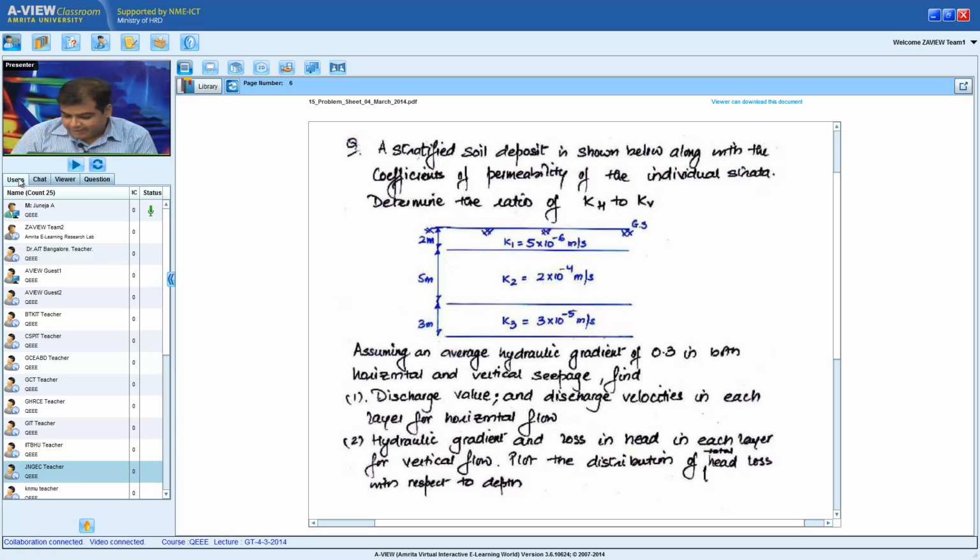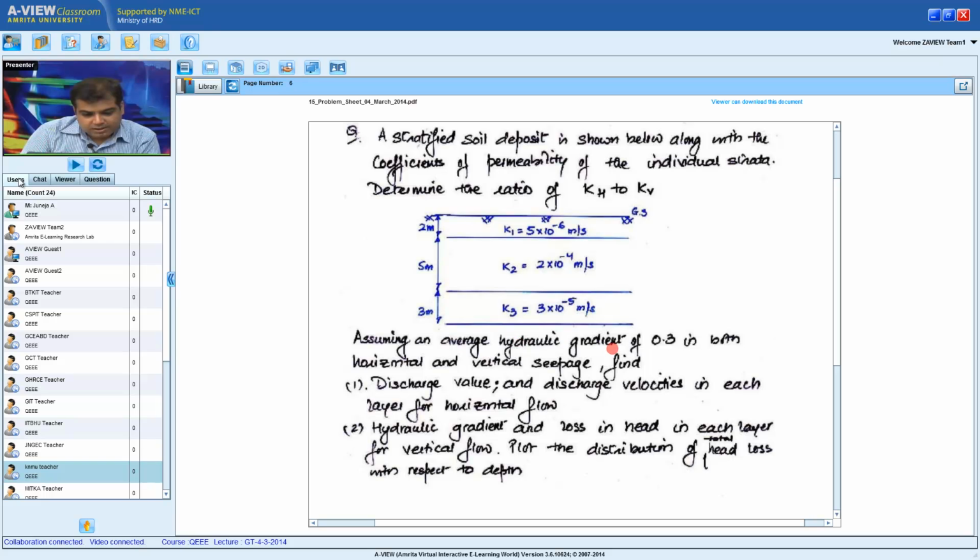I'll just quickly explain the last question, and give this as a home assignment to you. The last question says there are 3 layers. So K1, K2, K3 are the 3 layers. The soil permeability has been given. It says average hydraulic gradient of 0.3 in both horizontal and vertical flow. You are asked to find out what is the discharge.